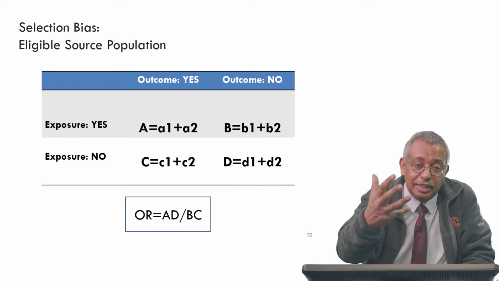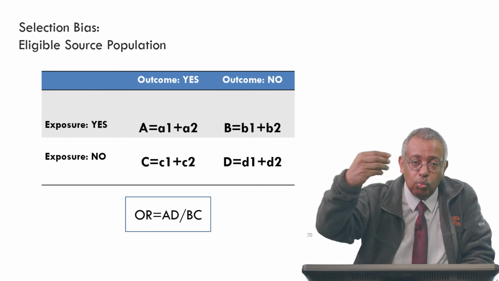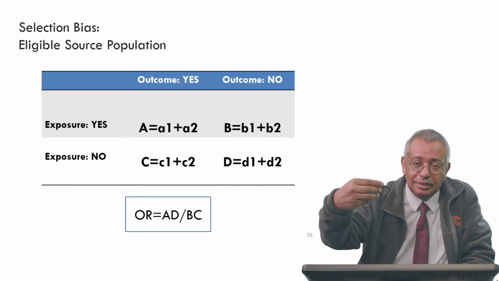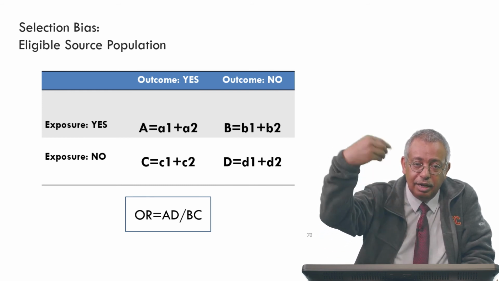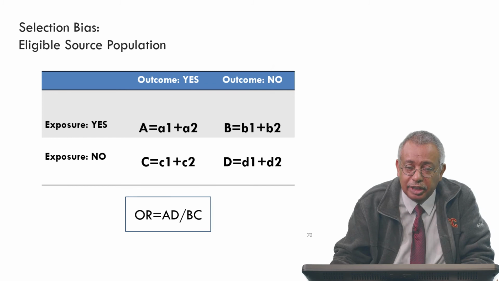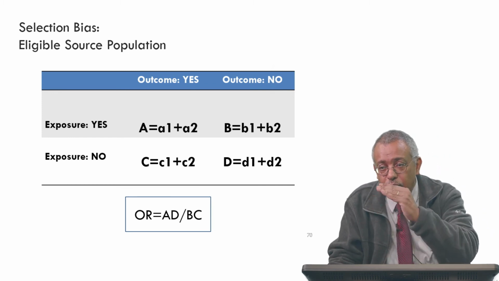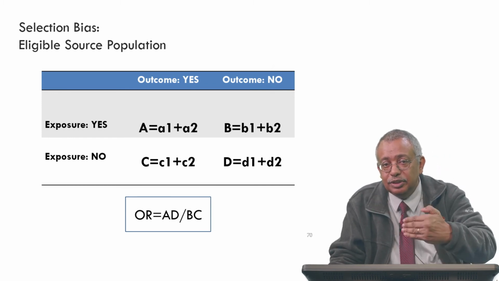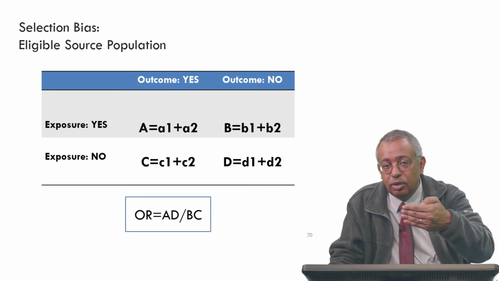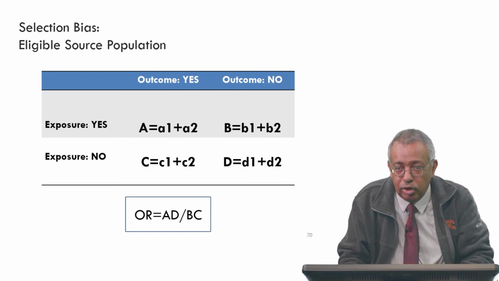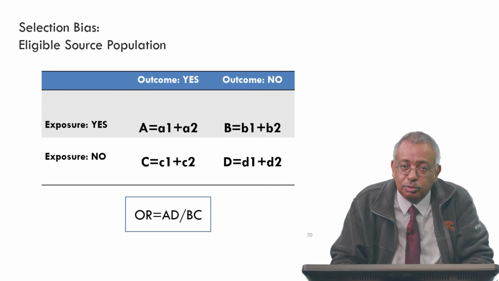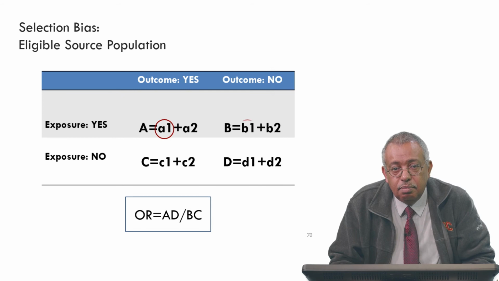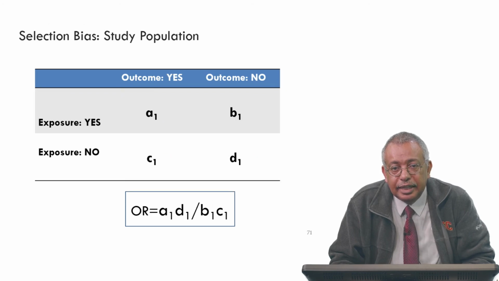And therefore, when these numbers are more than one, they basically show that there is more risk for the outcome when you are exposed. But when the odds ratio is less than one, essentially we say there is a protective effect of the exposure on the outcome, just for now. But later on we'll come to it in a much more structured way. Okay?